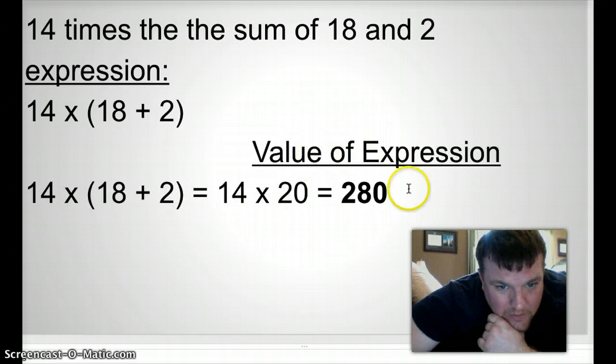So the value of the expression 14 times 18 plus 2 equals 14 times 20, because 18 plus 2 is 20. 14 times 20 is 280. There's the value.